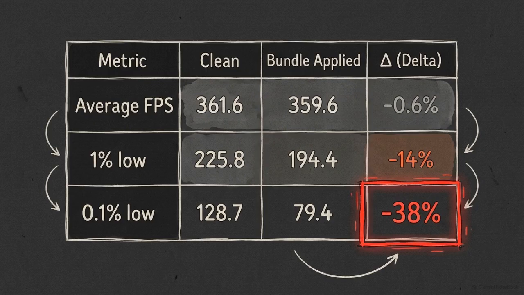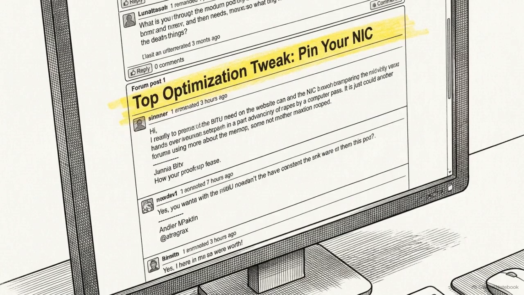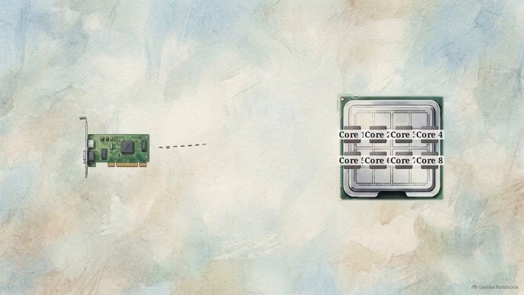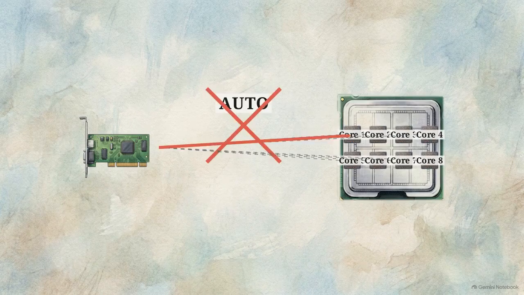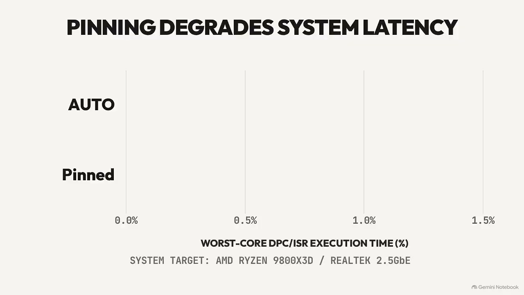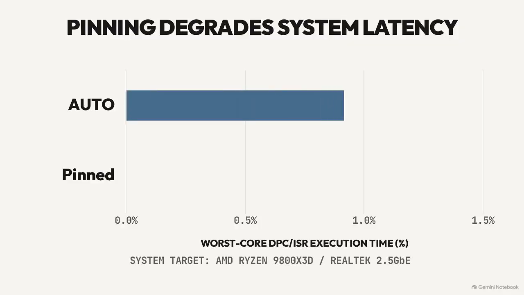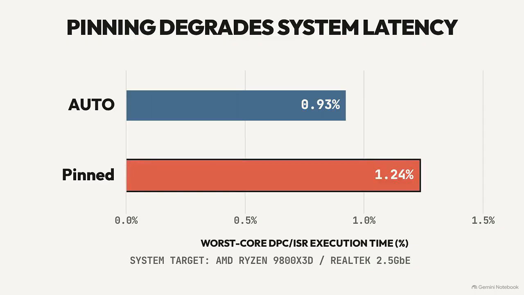While the average frame rate barely moved, the 0.1% low frame times, the specific metric responsible for stutter, suffered a massive 38% regression compared to a clean operating system. A primary failure point driving this regression was a single, universally recommended tweak, forcing a network interface card interrupt pin to a specific CPU core, instead of leaving it on the default auto setting. Looking at the interrupt affinity results, pinning the network card actively worsened the worst core DPC ISR execution time, pushing it from 0.93% on auto to 1.24%. The system performed worse when micromanaged.